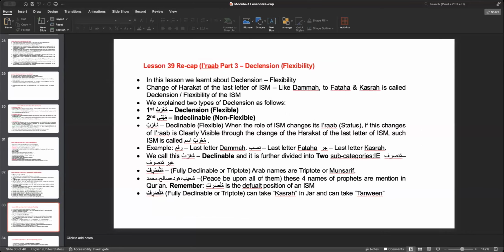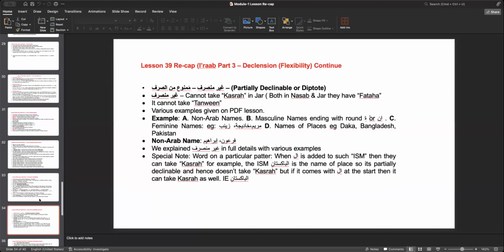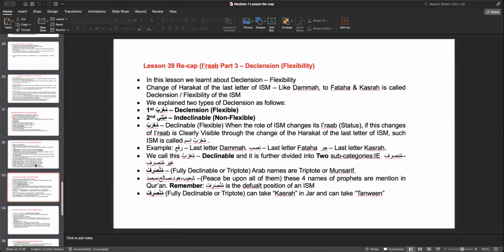Lesson 39. This will be the last we're going to do tonight. Lesson 39 recap, Irab part 3, declension. I think it is quite long. So, okay, we'll just do this one from Monday, inshallah.